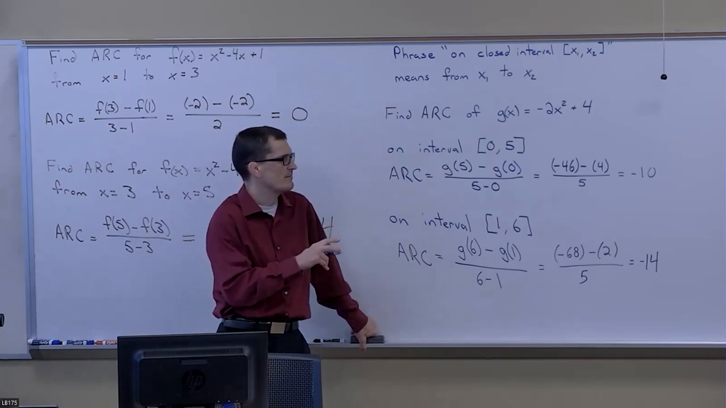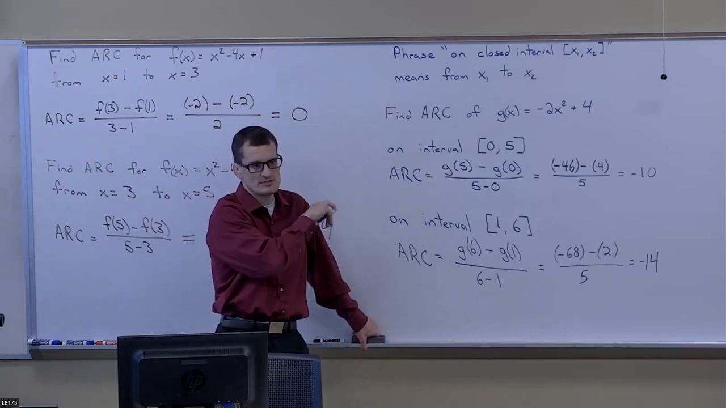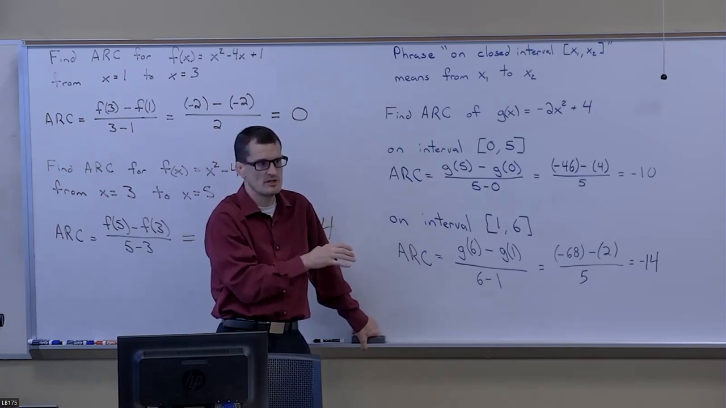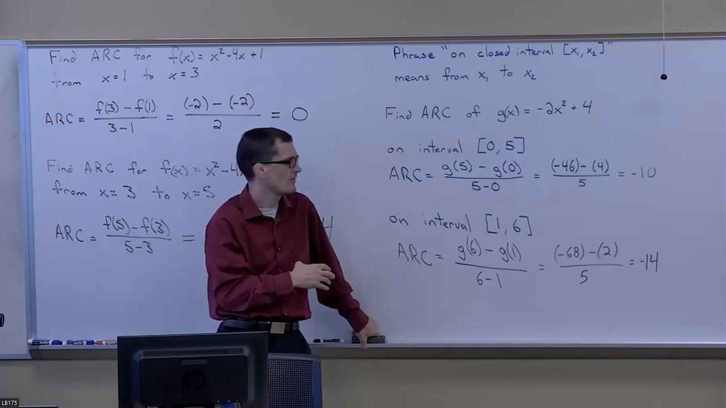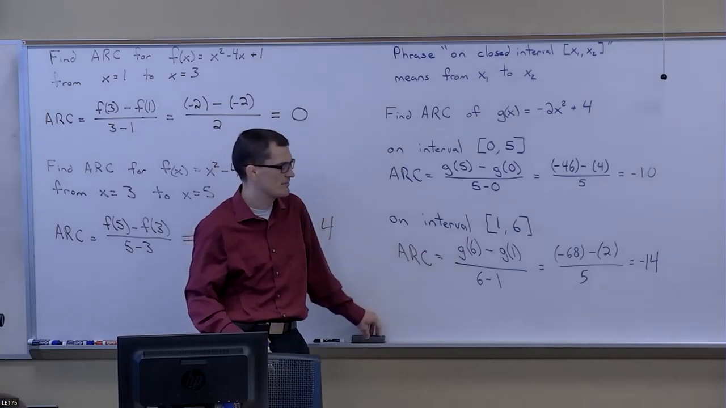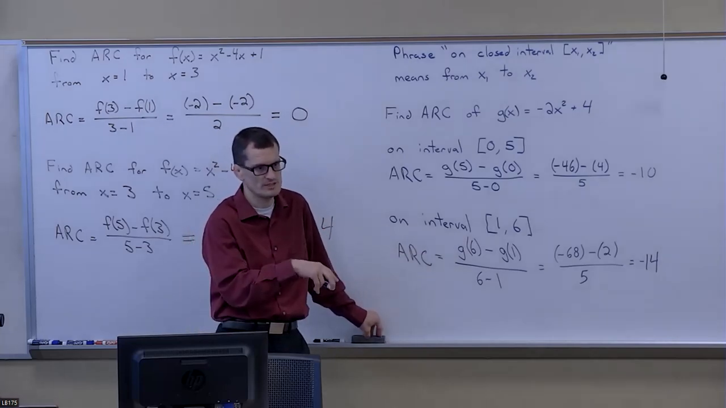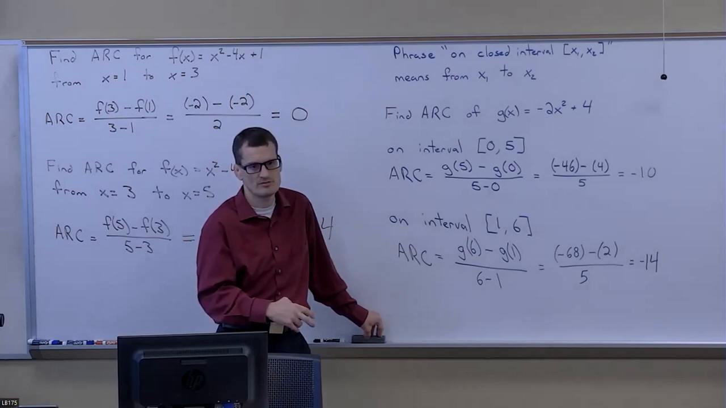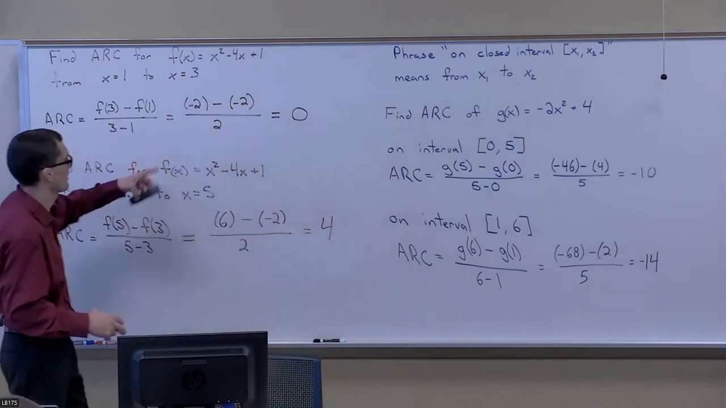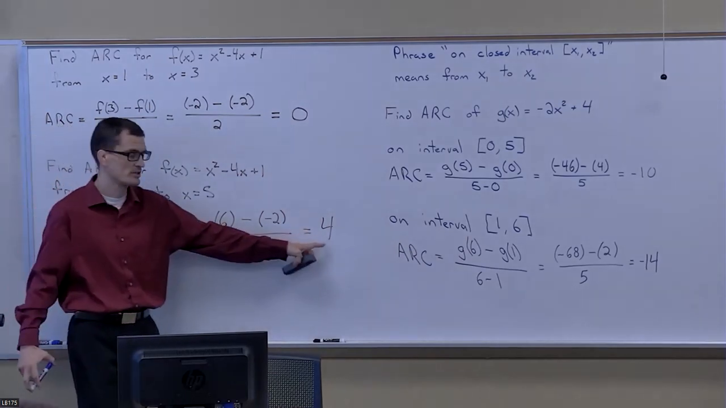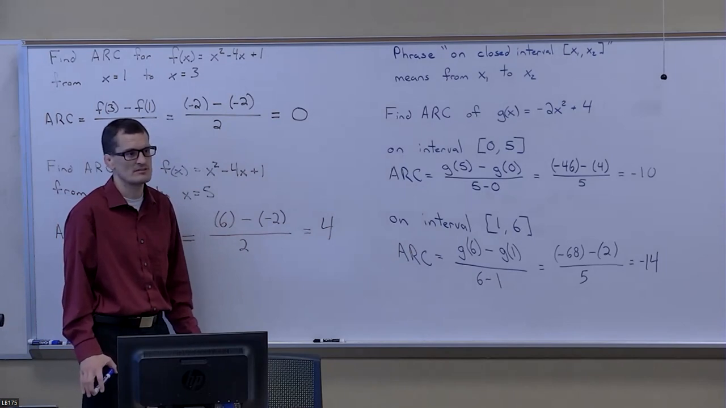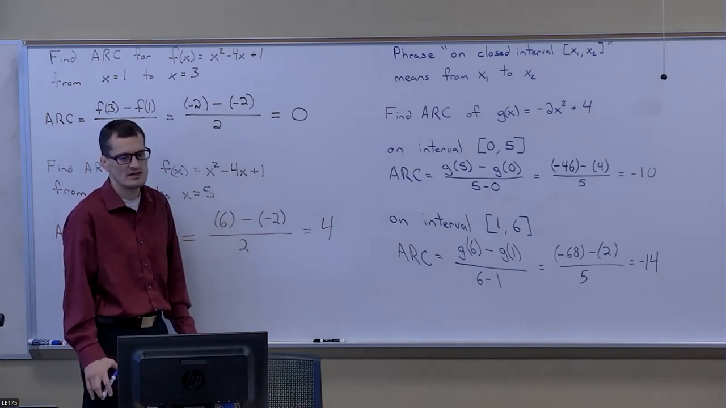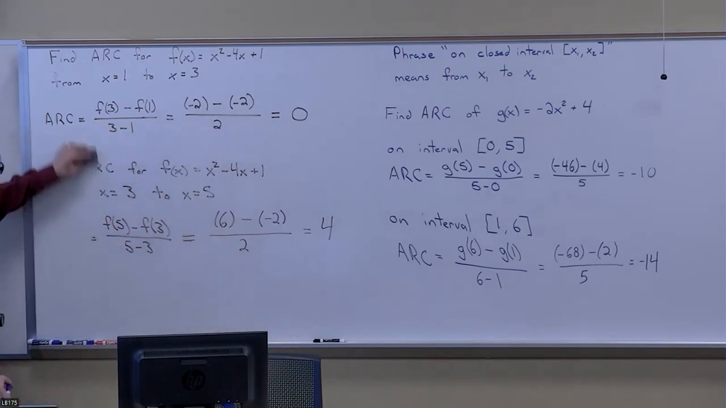Just means that on average it's decreasing at that rate. And by the way, negative 10 means basically it's going down 10 units for every unit it goes over, right? Negative 14 average rate of change means we're going down 14 units for every unit to the right we move. And similarly over here, this means we're going up 40 units for every unit to the right. They don't always have to turn out as integers. A lot of them don't. The examples I chose did, right?